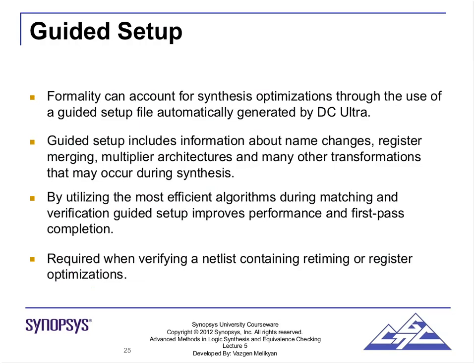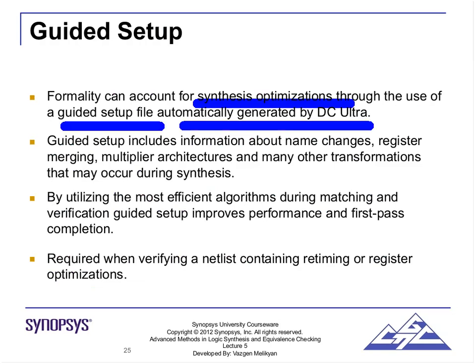Usually it is not needed with compile, because compile doesn't do that many aggressive optimizations. So now Formality can account for synthesis optimizations through the use of a guided setup file automatically generated by DC Ultra. There are some commands, you set the SVF file name and so on. When Compile Ultra starts working on optimization, it will write out this optimization information in this container, in this file. It's a binary file.